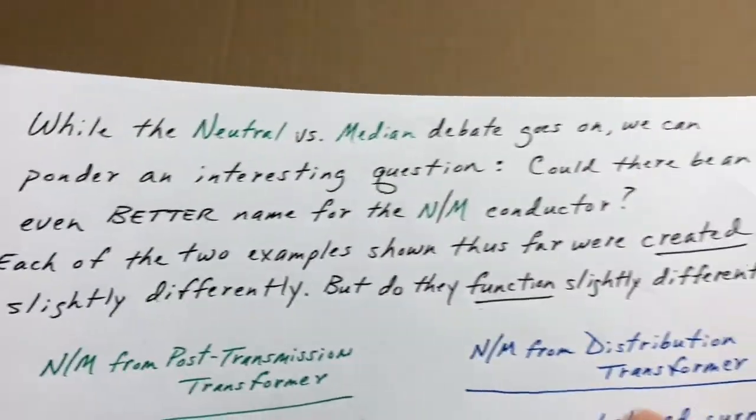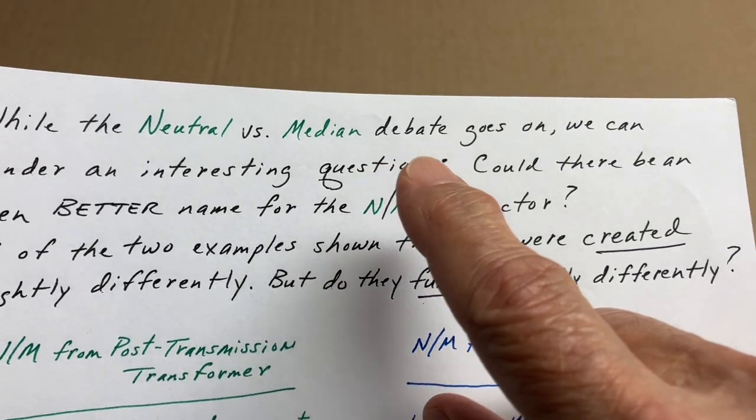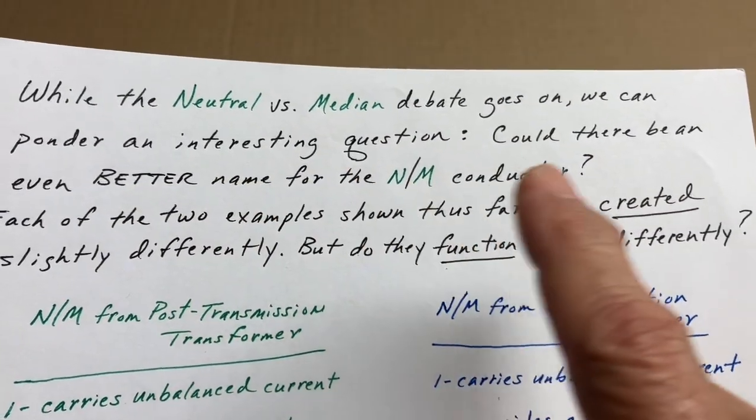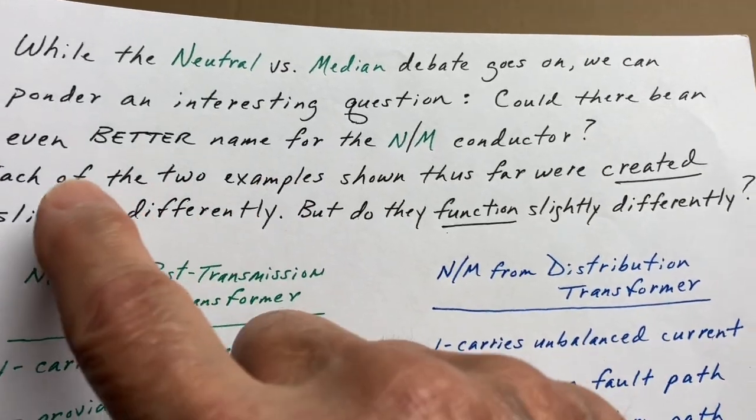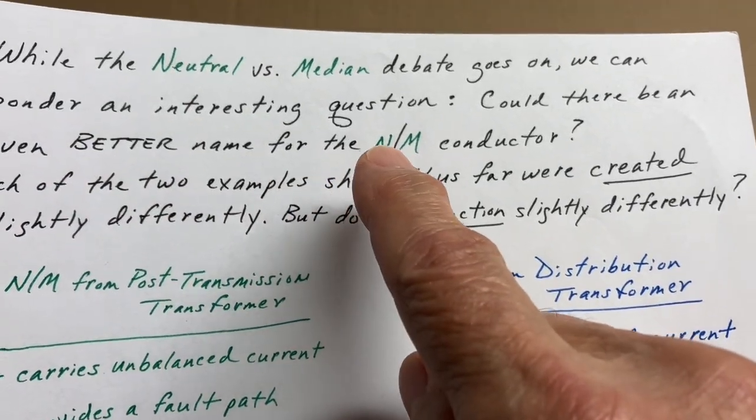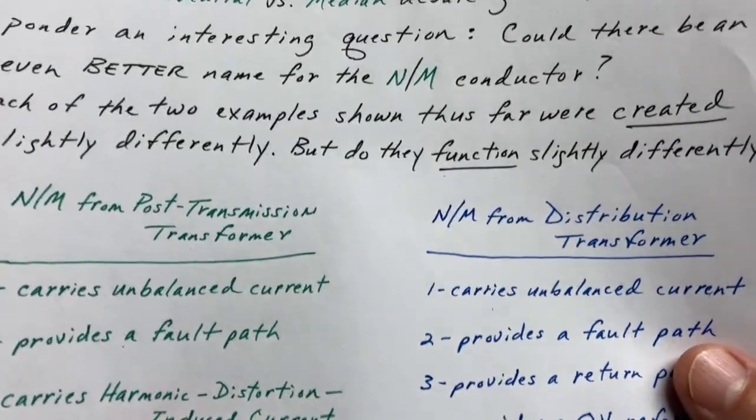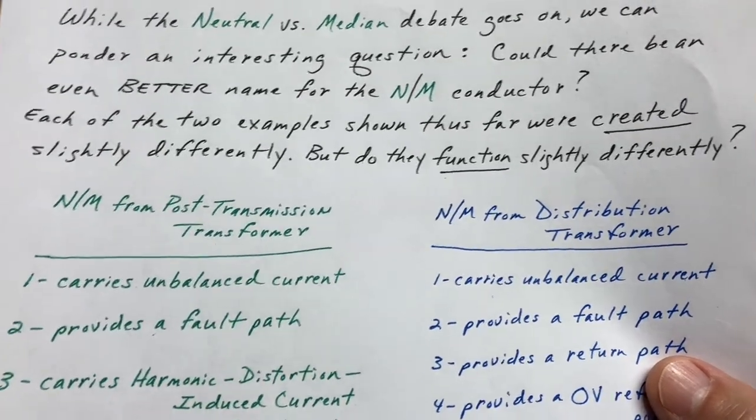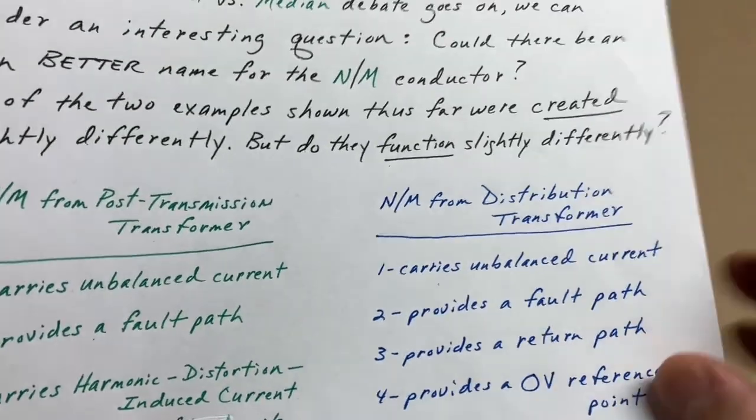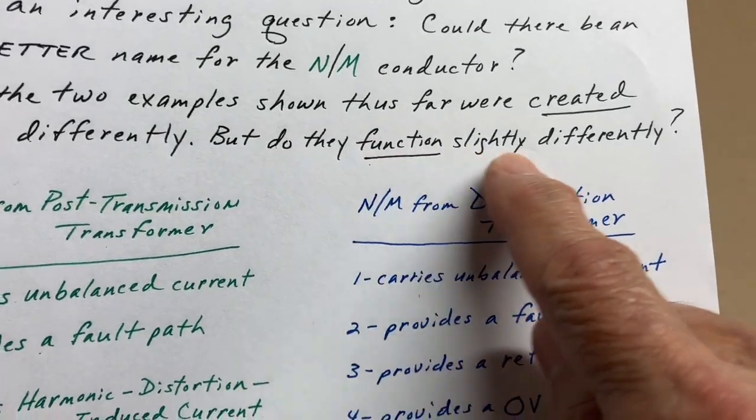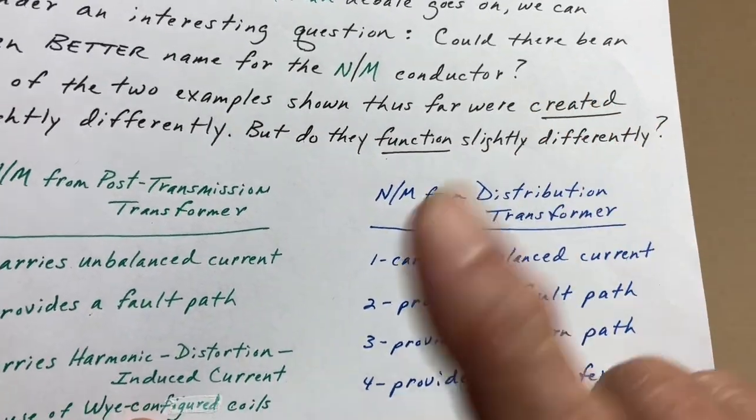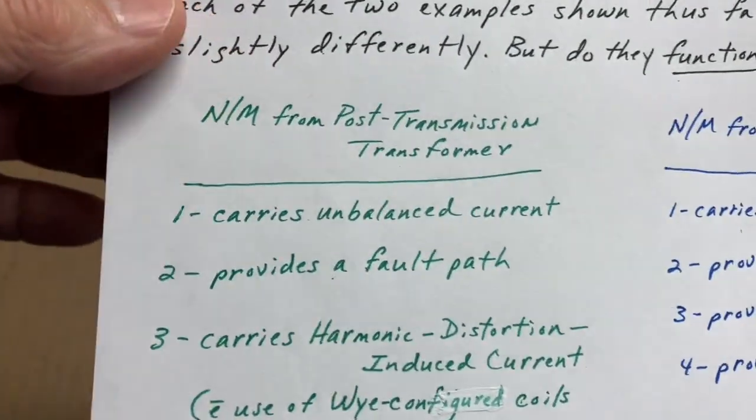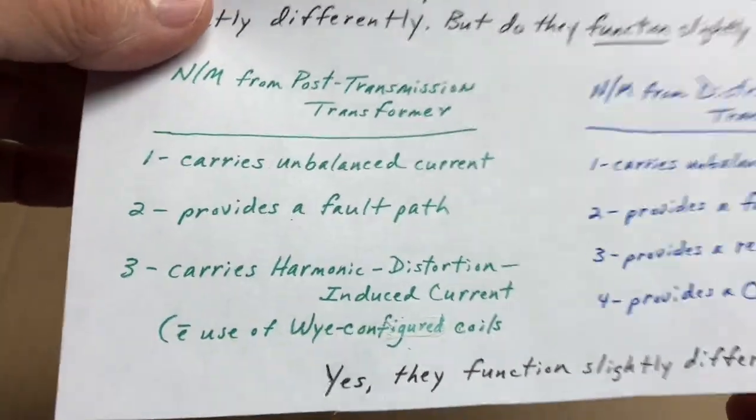While the neutral versus median debate goes on, we can ponder an interesting question. Could there be an even better name for the neutral or median conductor? Each of these two examples shown thus far were created slightly differently, but do they function slightly differently? What are the functions of the respective medians or neutrals, whichever one you want to call them?